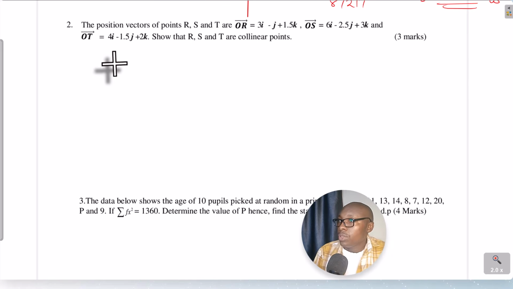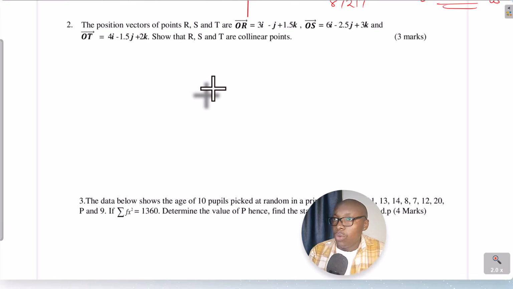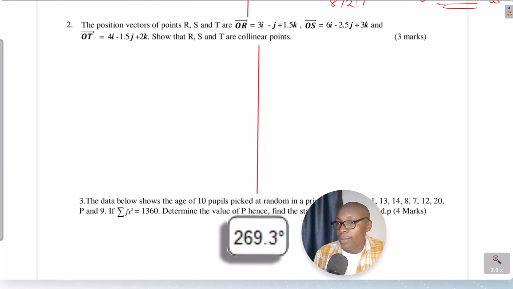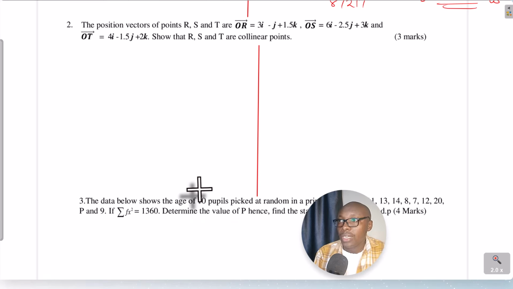For question 2, the position vectors of R, S, and T are given: OR, OS, and OT. You're supposed to show that R, S, and T are collinear points. So what you need to do is to form any two vectors using these points that you're given here. Showing that points are collinear is simply showing that those 3 points lie on the same straight line.